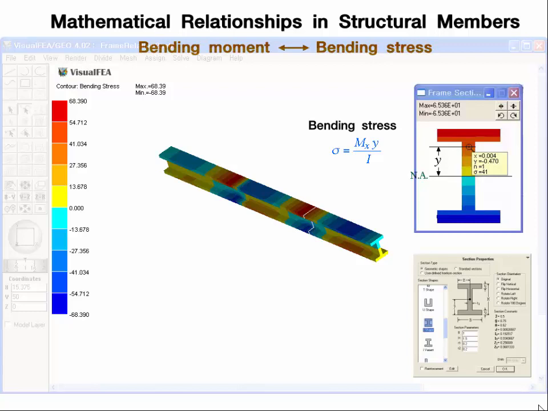As an educational exercise, the displayed numerical values can be confirmed, using the formula to compute the bending stress from bending moment. This was a brief introduction about the educational function related to mathematical relationships in structural members. More detailed explanation can be obtained from the screen demo about this function.